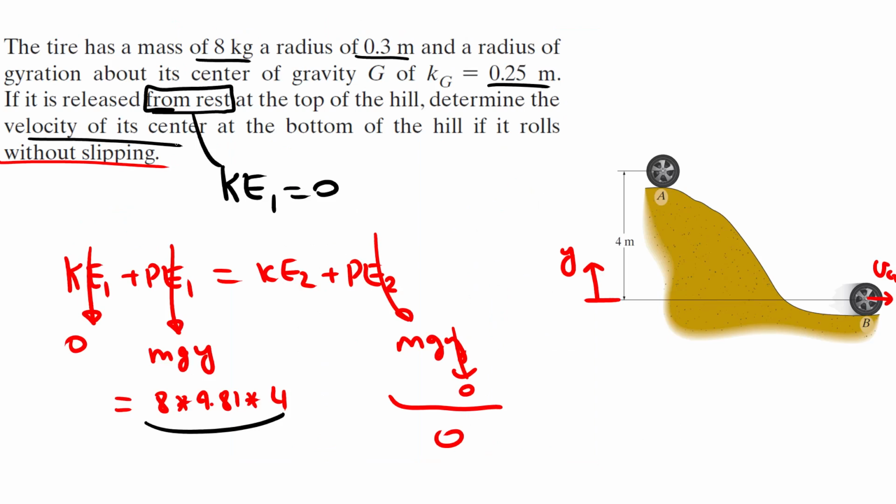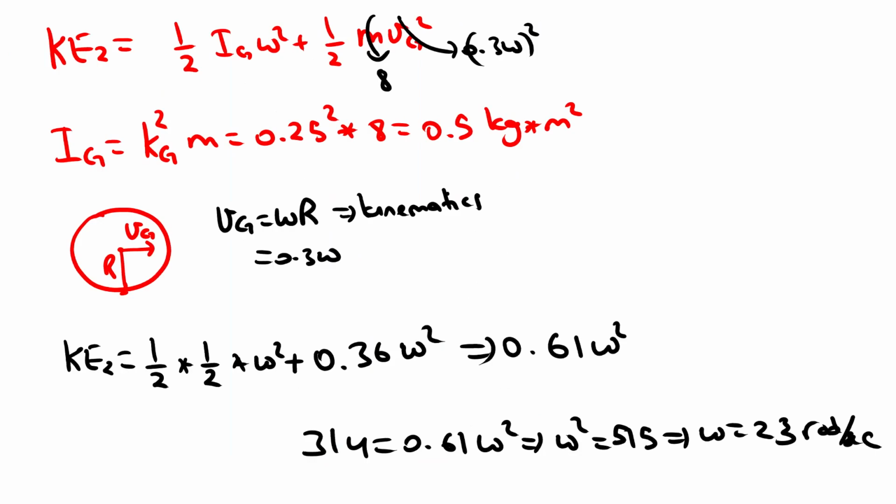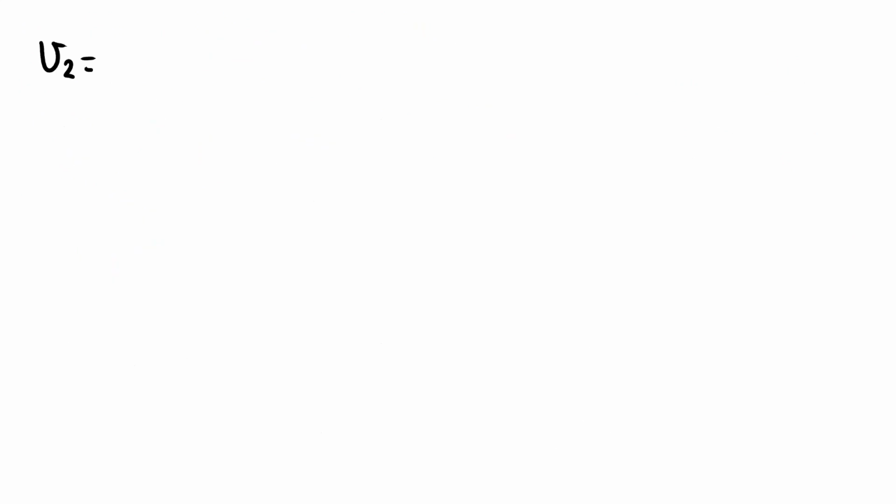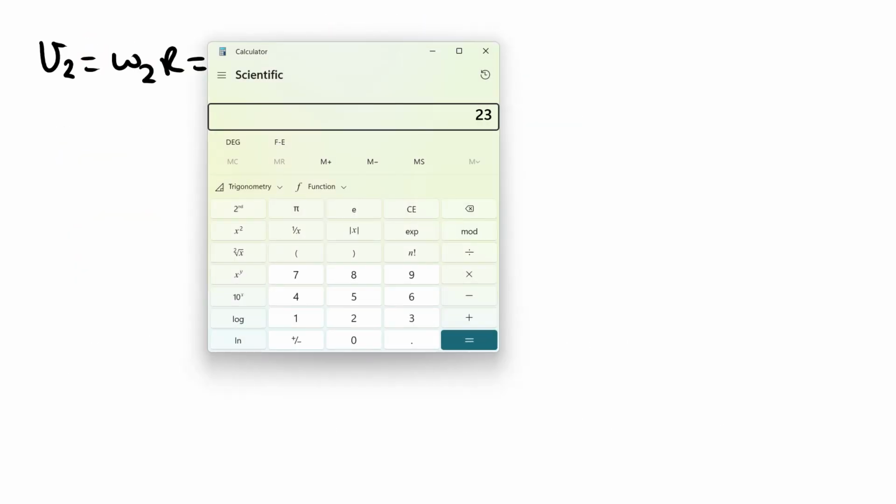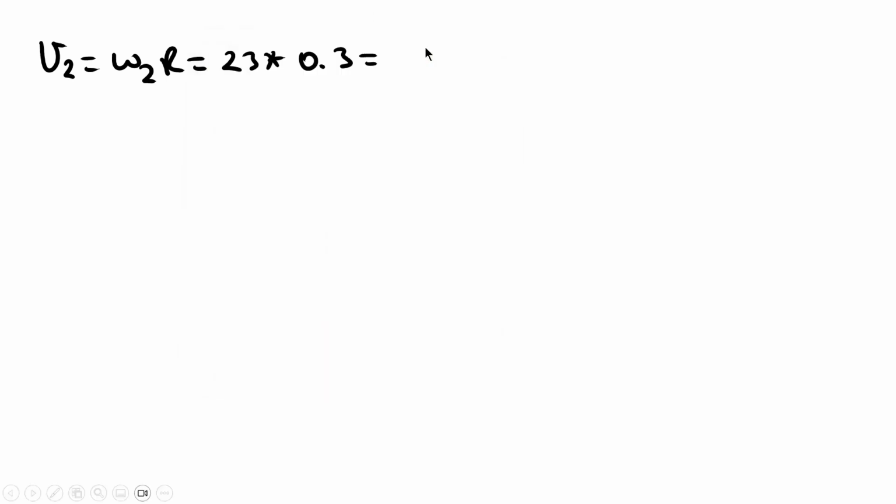Okay, the question says find the velocity. This is at point 2. Yes, I should add the omega 2 here, all of it, because it's at point 2. Then velocity at 2 will be, again, I will use this formula here, omega 2 into r. And then omega is 23, r value is 0.3, and that will be 23 times 0.3, 6.9 meters per second.